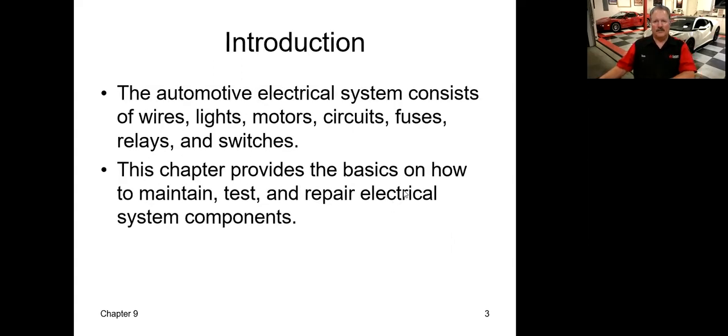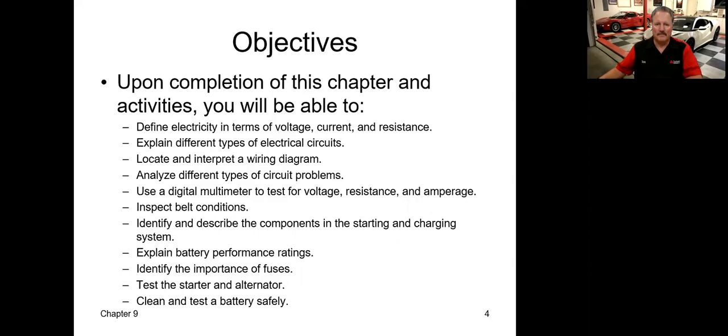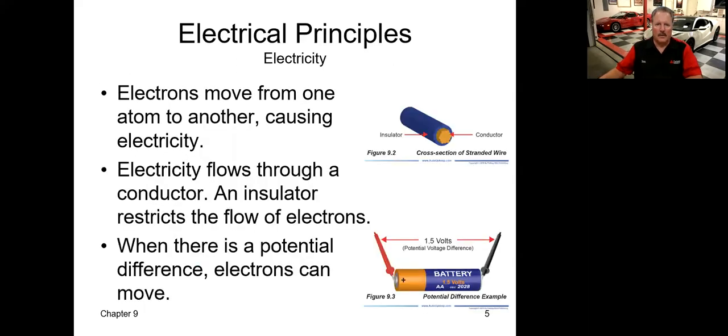The automotive electrical system consists of wires, motors, fuses, relays, switches. This chapter provides the basics on how to maintain, test, and repair electrical system components. Electrons move from one atom to another, causing electricity. So electricity flows through a conductor, a wire, if you will. A lot of times copper, that's a good conductor of electricity.